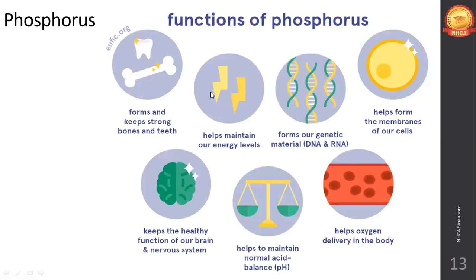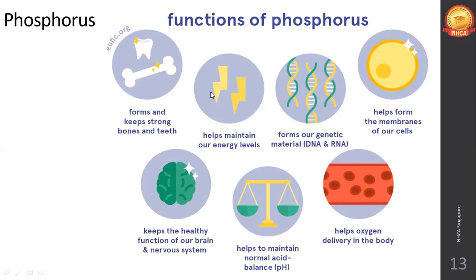Coming to phosphorus, phosphorus is also important for bone mineralization, keeps your bones and teeth healthy and strong. It maintains your energy levels. It helps to form your genetic material, RNA, DNA. It helps your cell membrane formation as well, phospholipids. Your cell membrane, the cell wall, is made up of phospholipids. Phosphorus and lipids, fats together, they form the cell wall. Okay, it gives integrity and structure to your cell.